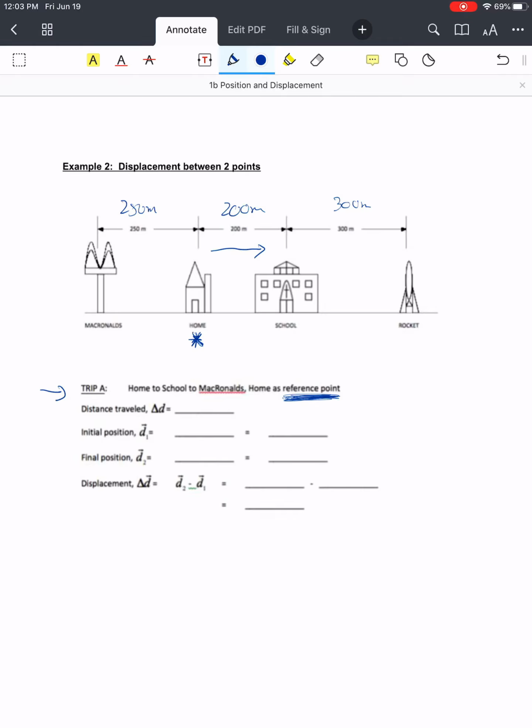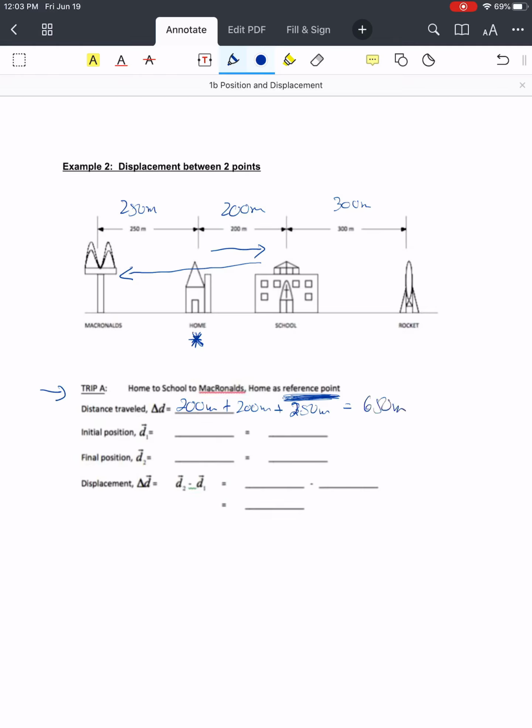And then I went from school to McDonald's. Okay. So I traveled 200 meters. Then I had to travel back home, which was 200 meters. Then from there, I had to travel 250 meters. So when I add that all together, you're going to get 650 meters.